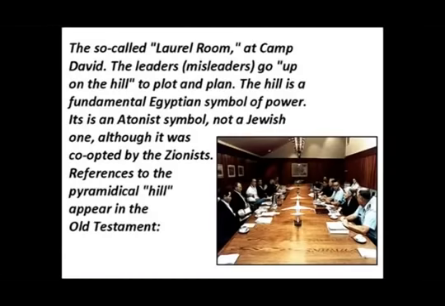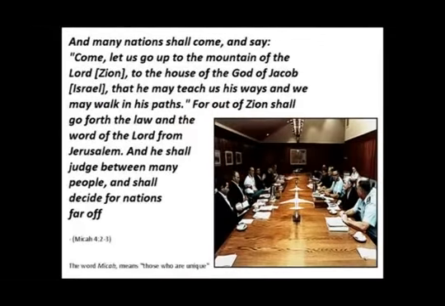Here's the picture of the so-called Laurel Room at Camp David. The leaders, or more correctly misleaders, go up on the hill to plot and plan. The hill is a fundamental Egyptian symbol of power. It is an Atonist symbol, not a Jewish one, although it was co-opted by the Zionists. References to the pyramidical hill appear in the Old Testament. For instance, Micah 4, verses 2-3.